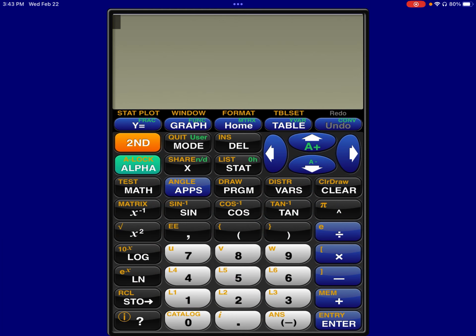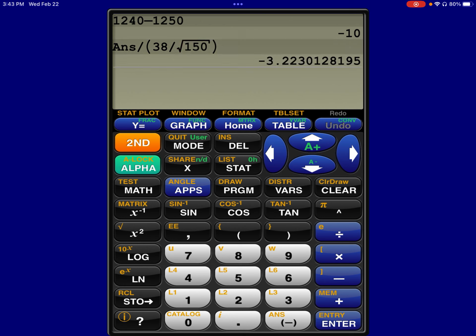All right, so that is 1240 minus 1250. That's negative 10, so it's 10 under the average, divided by, I like to guard the standard deviation with a parenthesis. And there's my z-score, negative 3.22.